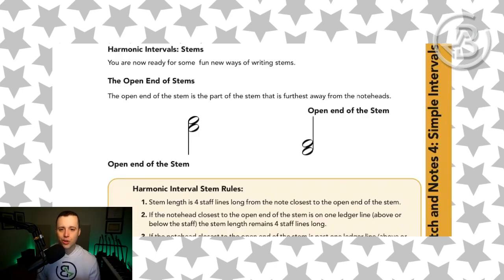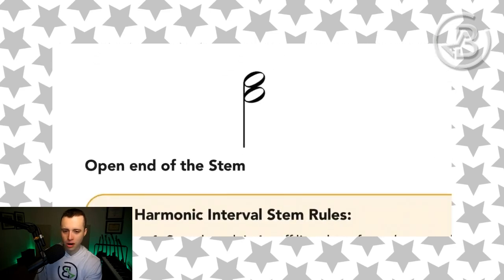In this lesson, you are going to learn how to write harmonic intervals with stems. So that's going to be harmonic intervals with half notes or quarter notes. Now, the first thing you need to understand is that we're going to have a special name for a certain part of the stem. That's going to be the part of the stem that is the furthest away from the note head. We're going to call that the open end of the stem.